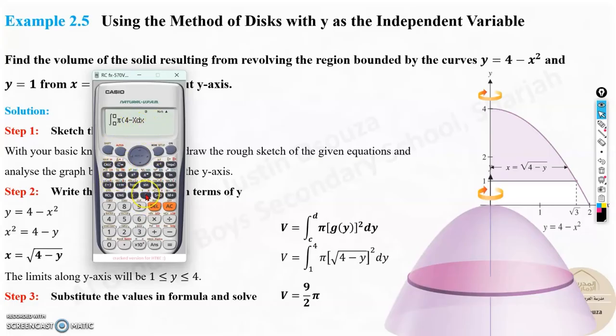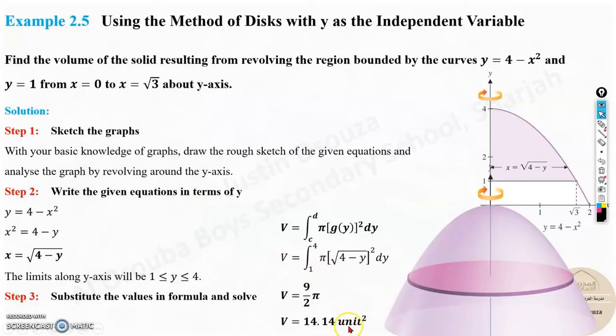That's it. Okay, I have made a mistake. That is, I did not use the square root. Now it is 4 minus, this is supposed to be y, close the bracket and square it. And the limits are from 1 to 4. The answer is 4.5. 9 by 2 is 4.5 pi, or 14.1314 unit cube.